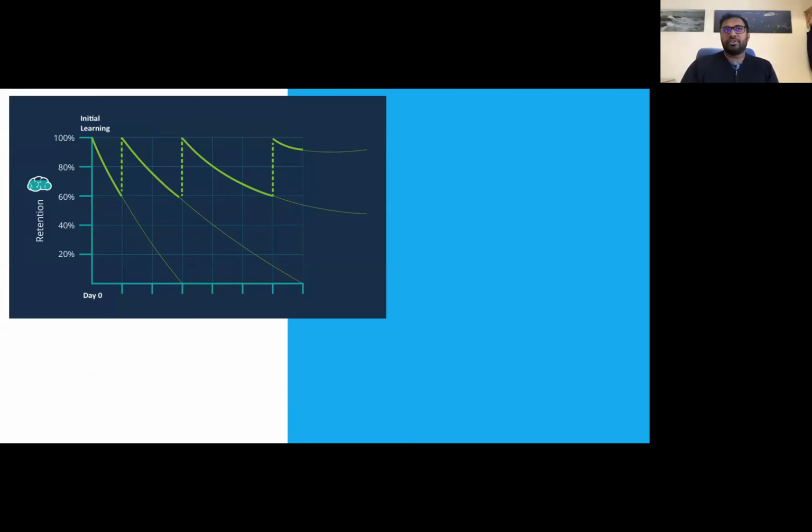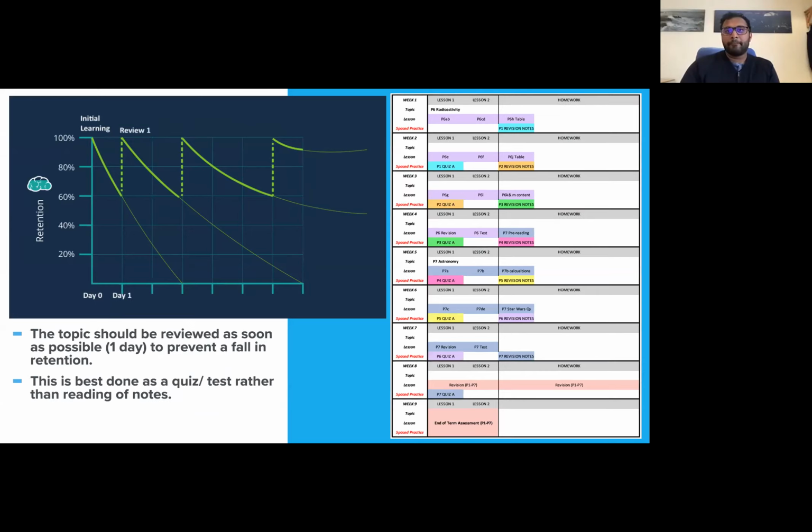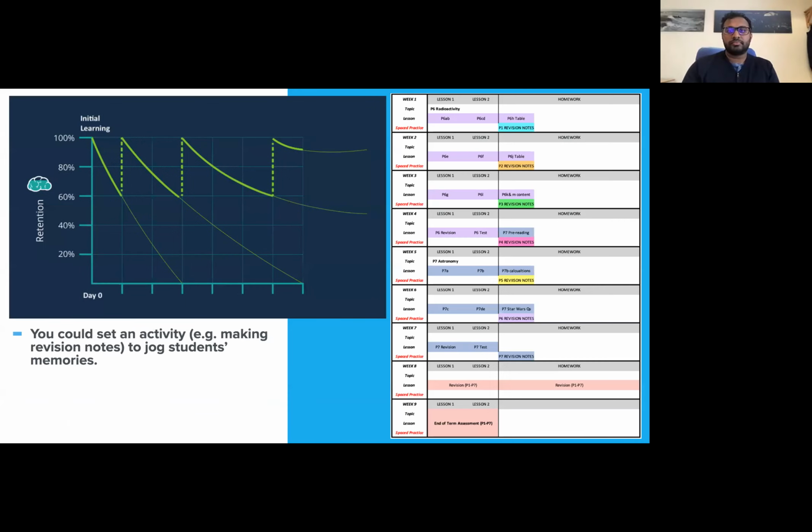Basically, I went back to this graph here. I provided an initial learning moment or homework, and that was simply to create revision notes for students to go back over what they've learned before. And that was just one topic per week for homework. Next, I'm going to go back to that, because that might be a little difficult to digest. There was one topic a week for homework, and that was simply to create revision notes, and I checked that in class.